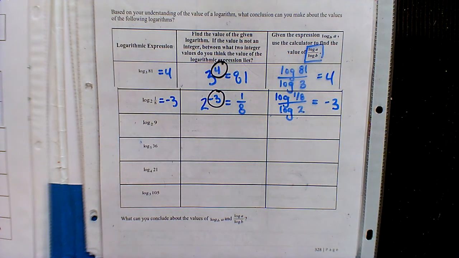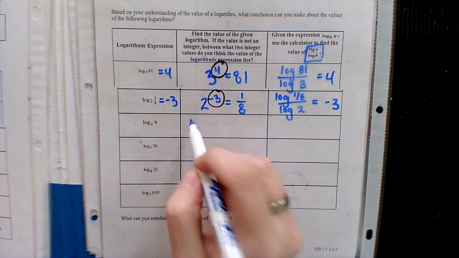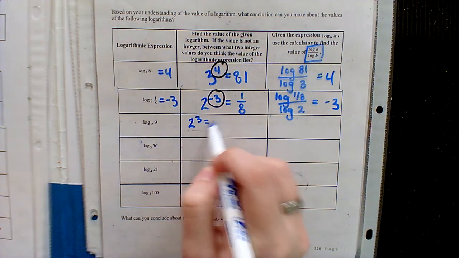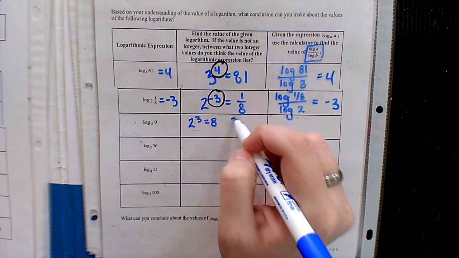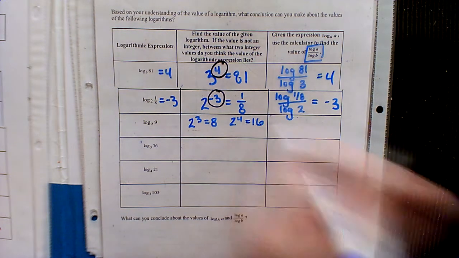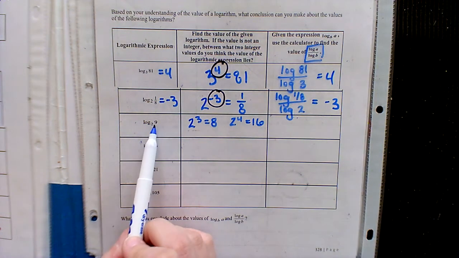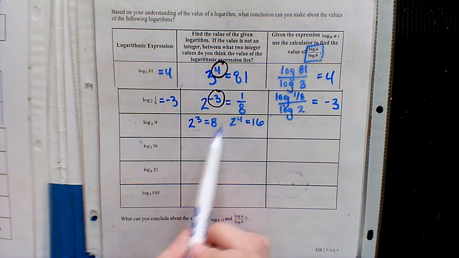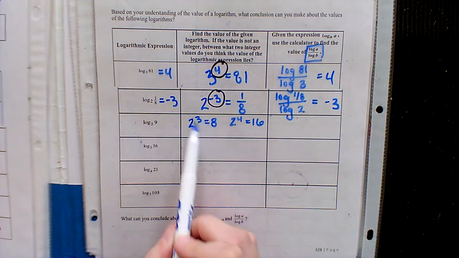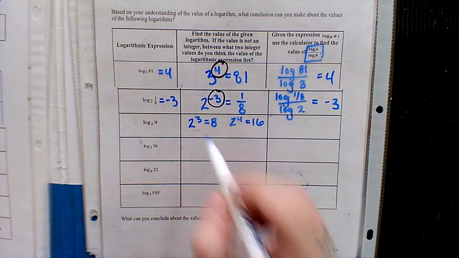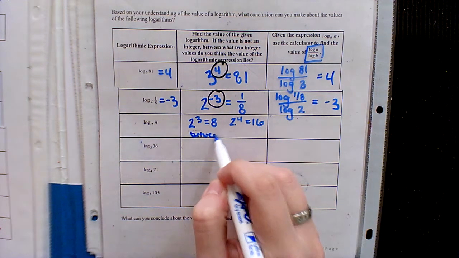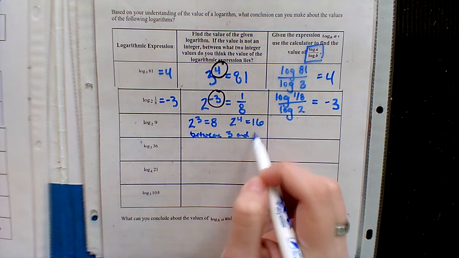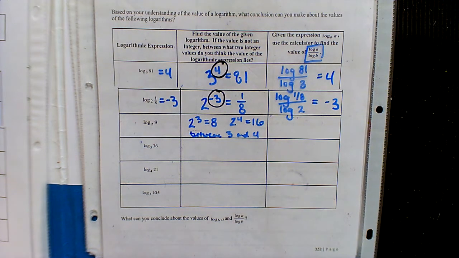Good. A little over 3, so something between 3 and 4, because if you do 2 to the 3rd, you get 8, but if you do 2 to the 4th, you get 16. And clearly 9 is in between 8 and 16, but since it's a little closer to 8, the logarithm value should be a little closer to 3. So we'll say between 3 and 4, but realistically we should be anticipating something closer to 3.